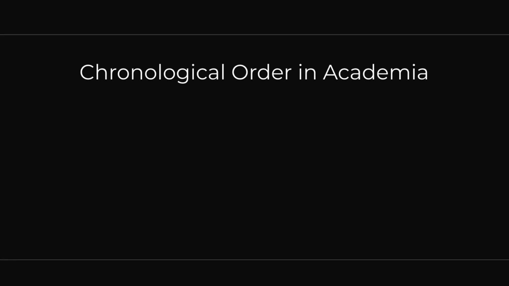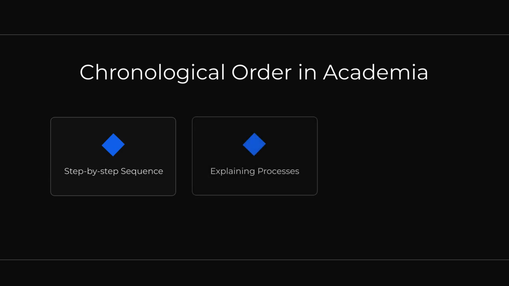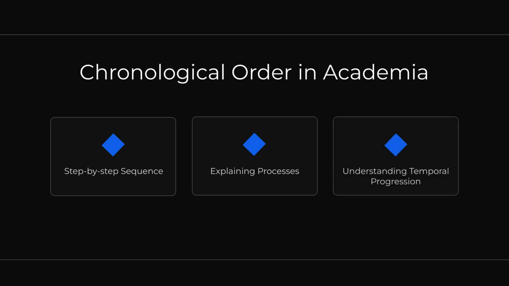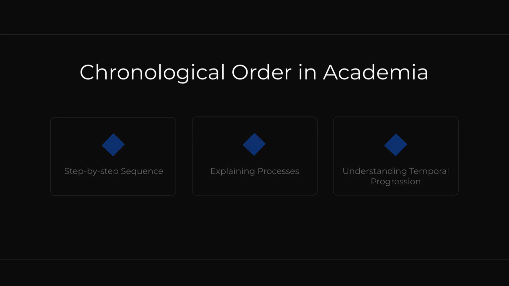Chronological order is a common pattern in academic English, useful for explaining events or processes. This method involves presenting information in a step-by-step sequence. For example, a biology lecture on cell division would follow the stages as they occur. This approach helps students understand the temporal progression of events. It's particularly effective for subjects involving historical developments.